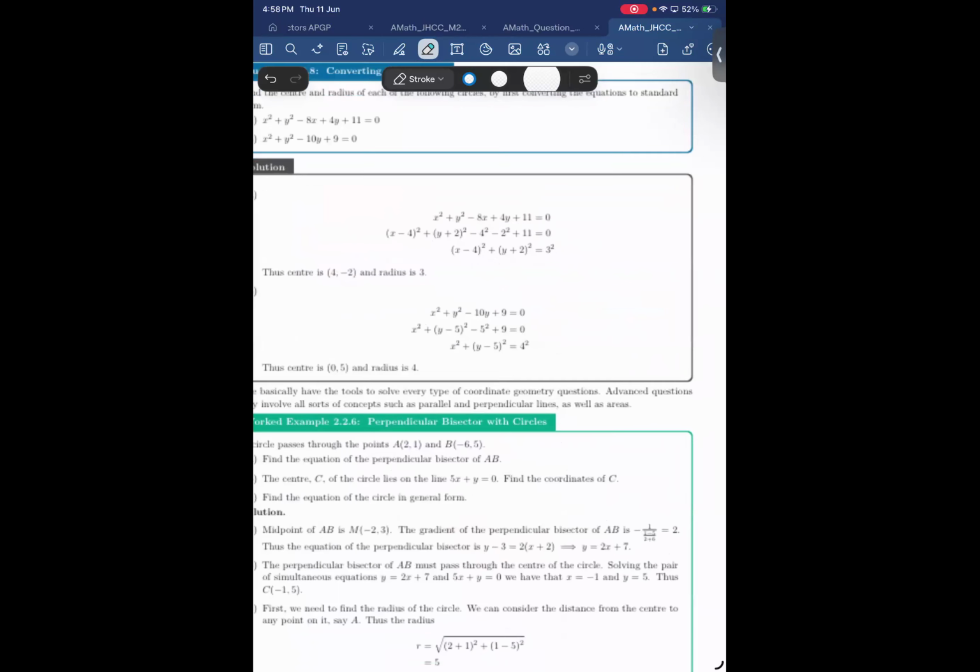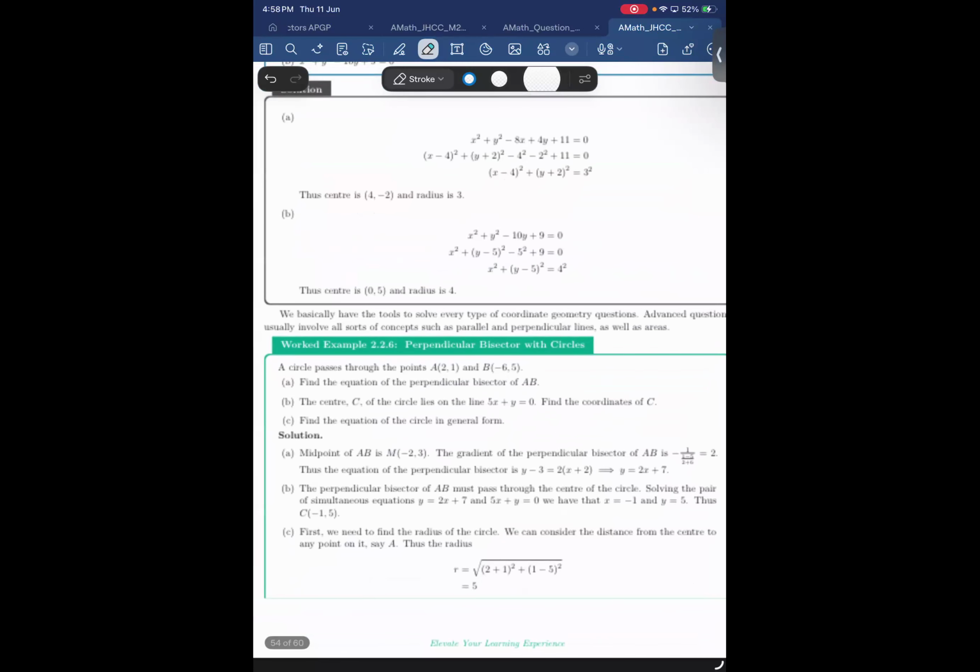Okay. So a circle passes through the points A (2, 1) and B (-6, 5). Find the equation of the perpendicular bisector of AB. Now is a good time to refresh what we went through with perpendicular bisector. A perpendicular bisector passes through the midpoint and is perpendicular to the original line AB. So the midpoint of AB: you add 2 and -6 together and divide by 2, it's -2. And you add 1 and 5 together and divide by 2, it's 3. So that's the midpoint of AB.